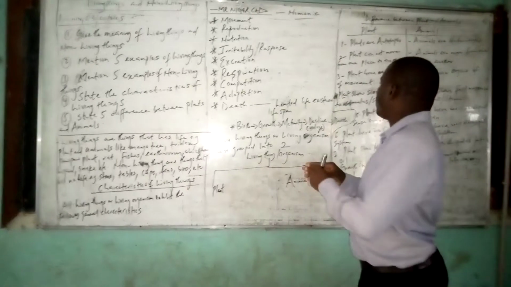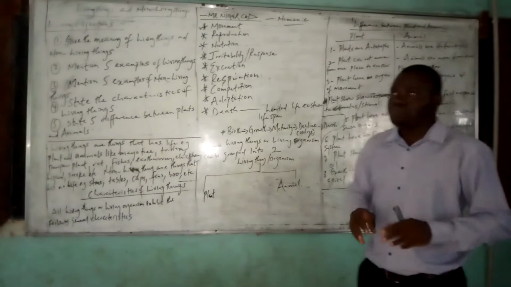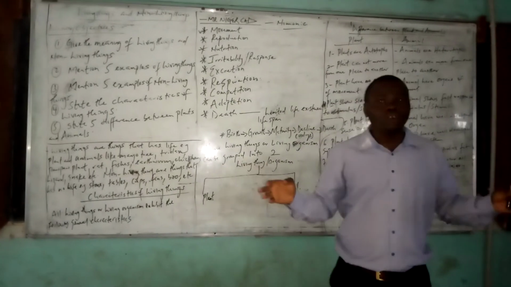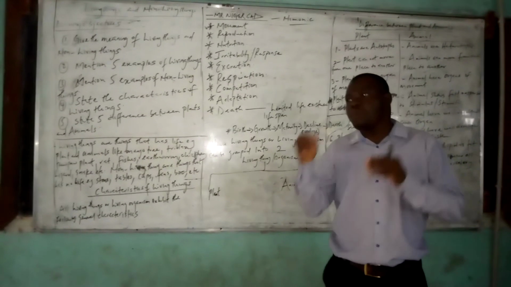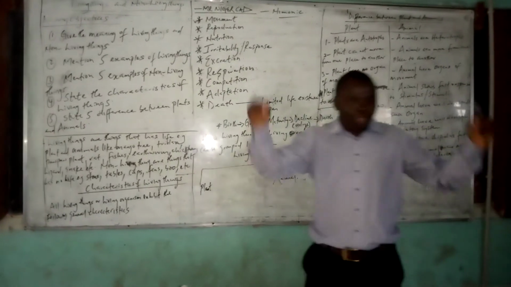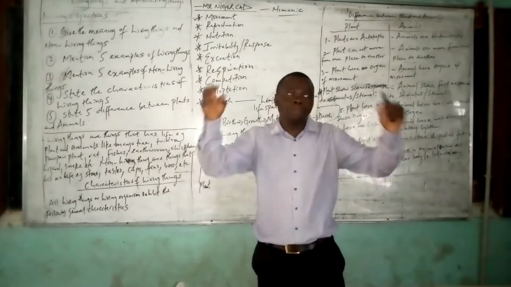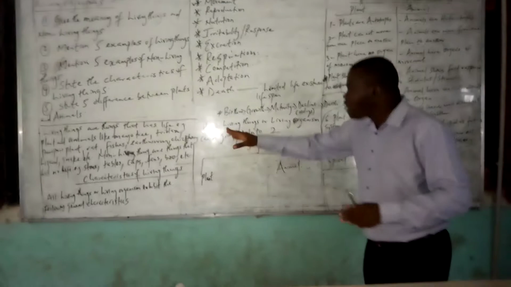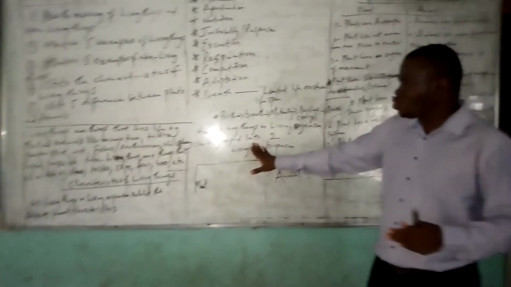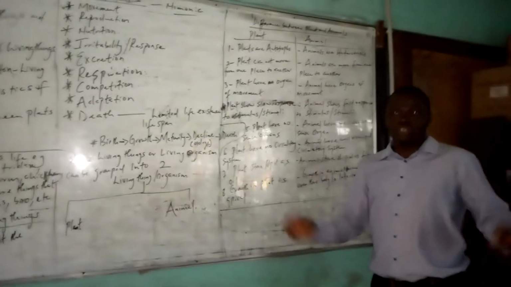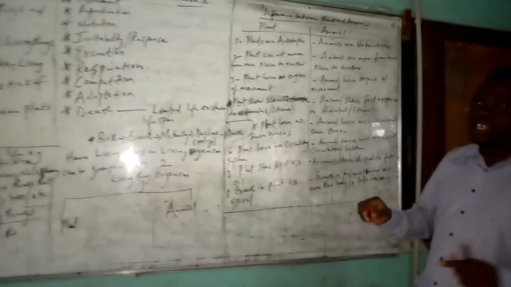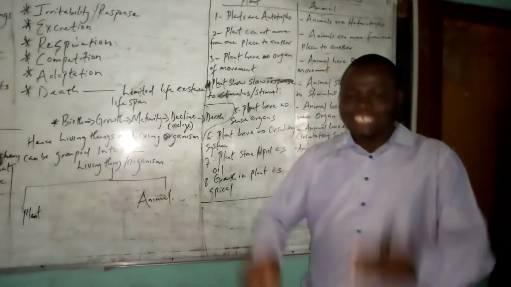Now, as we said before, living organisms are things that have life, and in botany and biology, we divide them into two groups: simply plants and animals. Now, what are the differences between these plants and animals? Generally, what can we say is the difference between plants and animals?